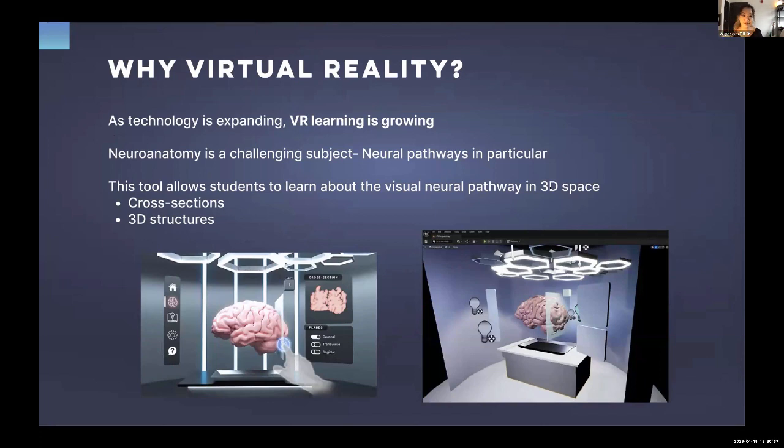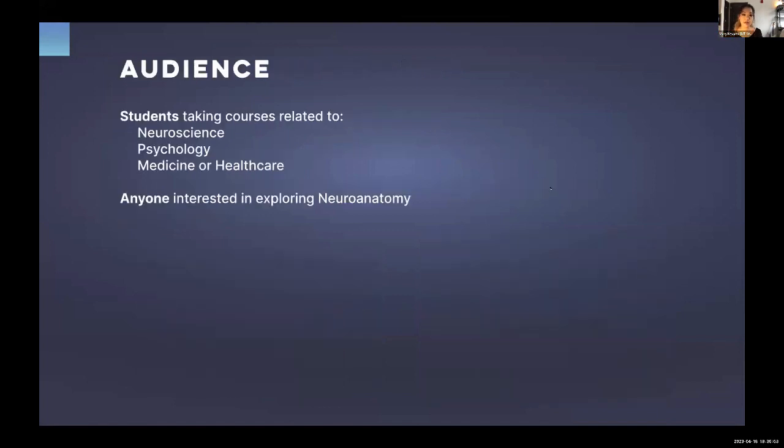And neuroanatomy has always been a challenging subject, especially the neural pathways. So my tool that I'm developing is for students to learn about the visual neural pathway in 3D space. And they'll be able to do this through different cross sections in the coronal, transverse, and sagittal planes. And they'll be able to see the 3D structures ghosted inside. My audience is targeted towards students taking courses related to neuroscience, psychology, medicine, or healthcare. But the tool is not limited to just students. It's open to anybody that's interested in neuroanatomy.